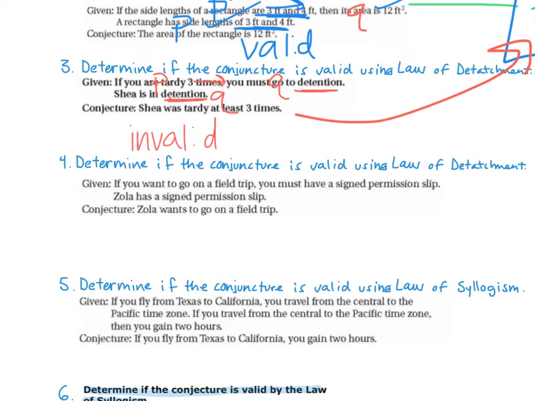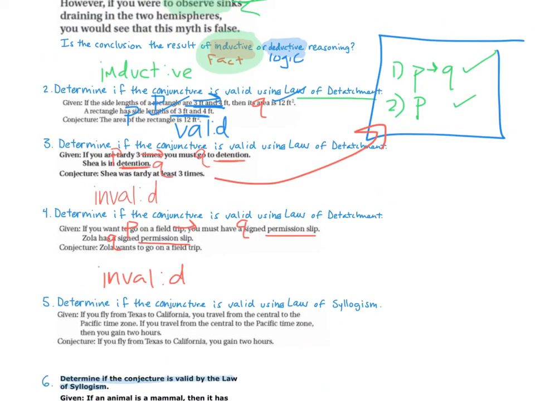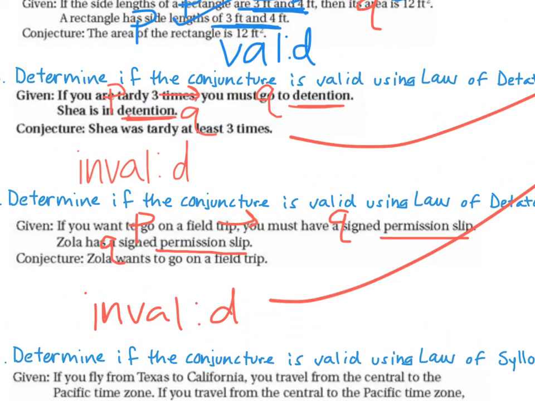The same thing applies for number 4. If you go on a field trip, we can say this is our P. You must have a signed permission slip. This is our Q. Zola has a signed permission slip. So we see the words permission slip again, just like we saw in Q. So this would be our Q. So we have P then Q and Q. So again, this one is invalid, because in order for it to be valid, we need P then Q and P. But in this one, we don't have it. We have P then Q and Q, so it is invalid.